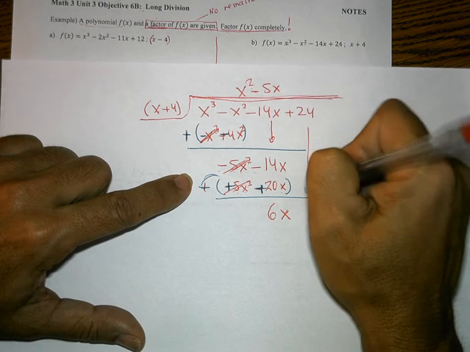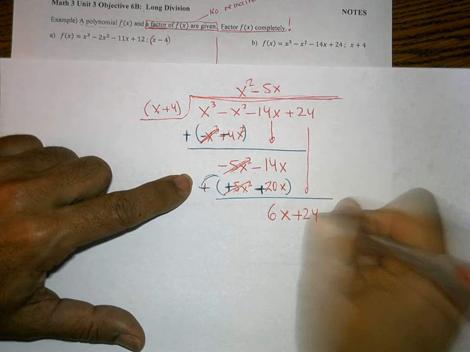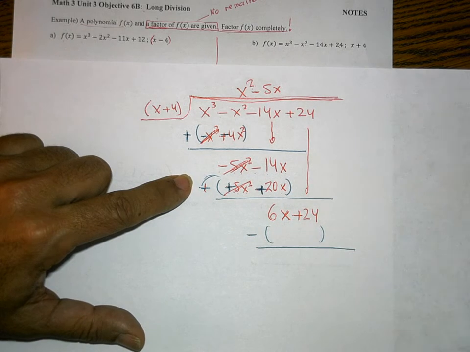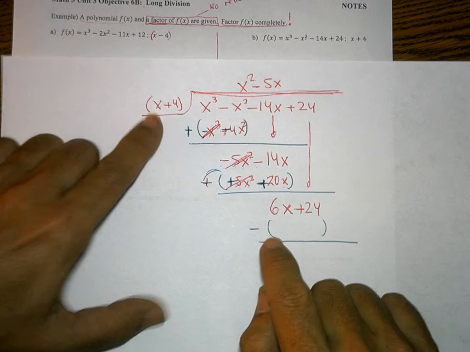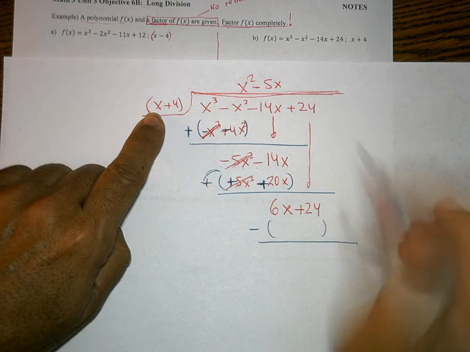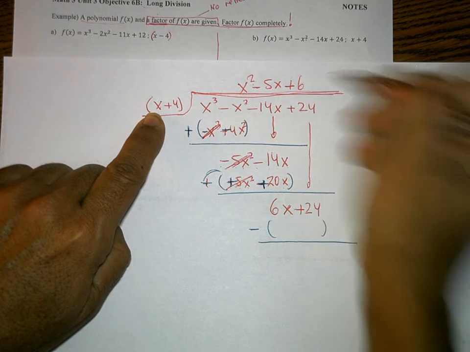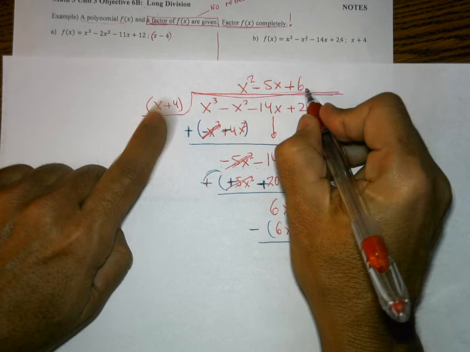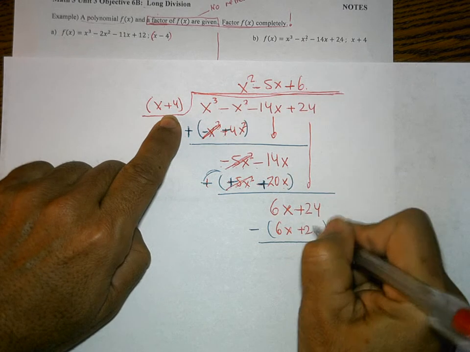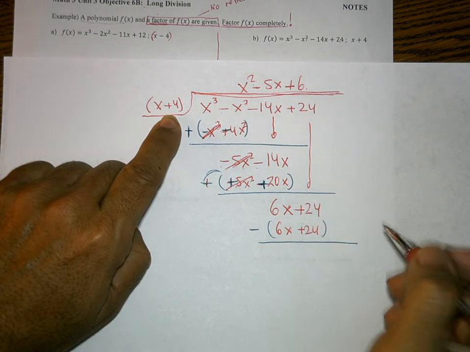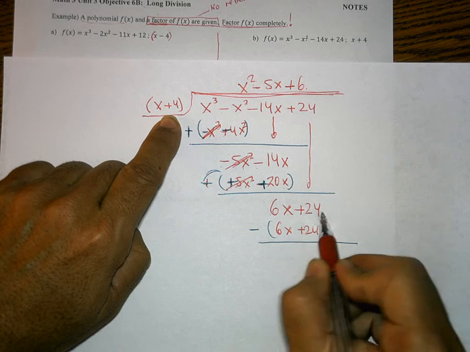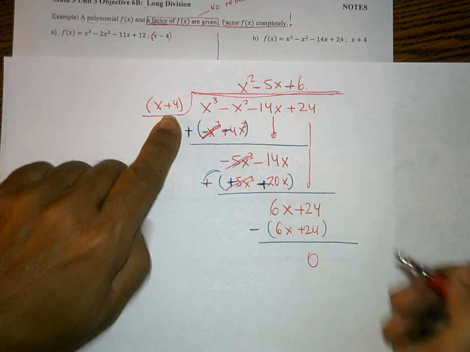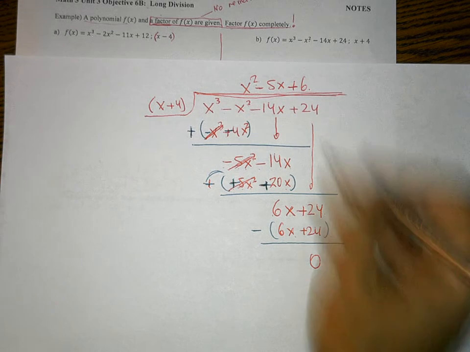Drop down the 24, the positive 24. We're going to be subtracting. Hopefully we're going to make exactly the same, and we know we did it right. So what times x equals 6x? That'll be a positive 6. 6 times x is 6x. 6 times a positive 4 is positive 24. You know it's exactly the same. 6x plus 24 minus 6x plus 24, so therefore it is a 0. Okay? So we know you should have gotten a 0 because we know it's a factor.